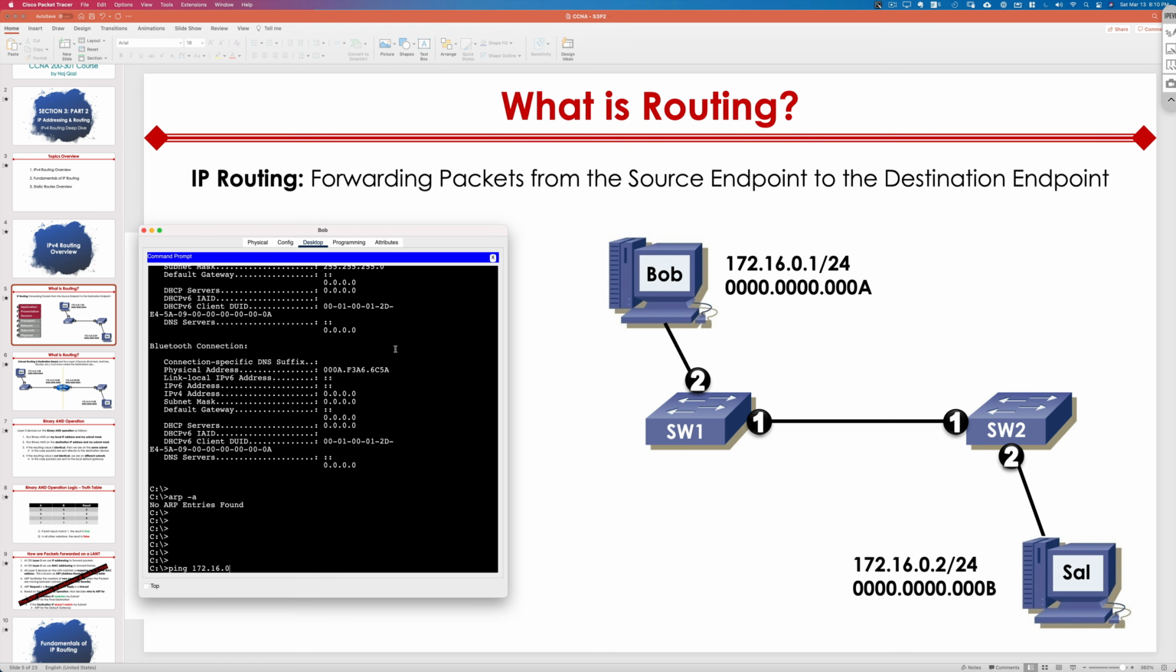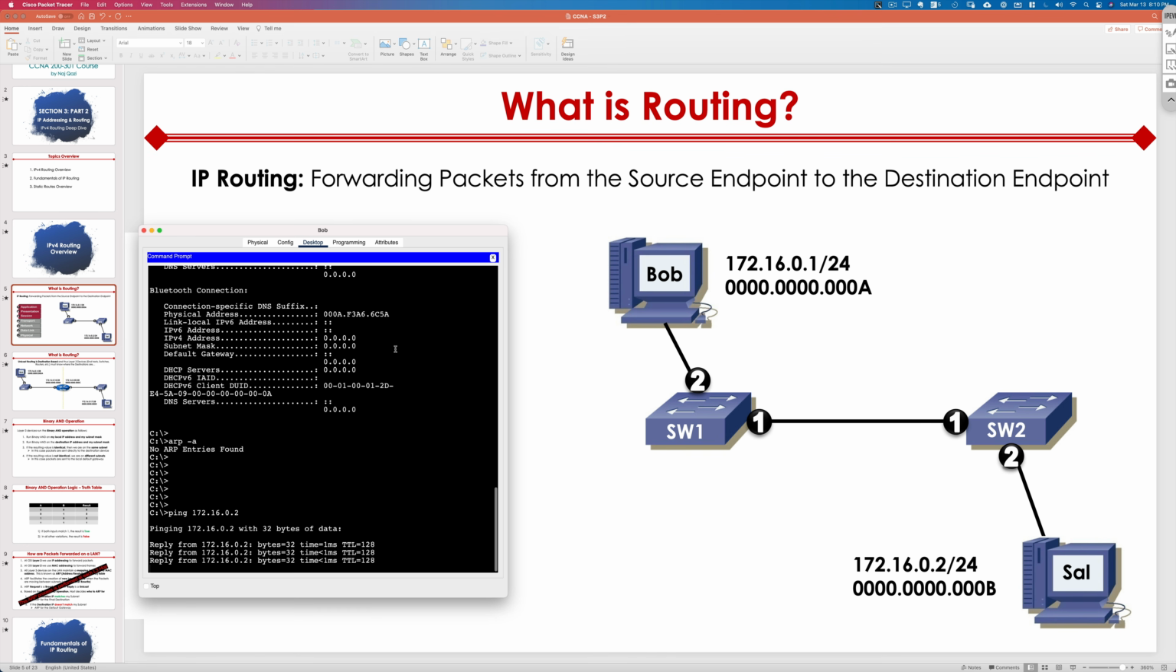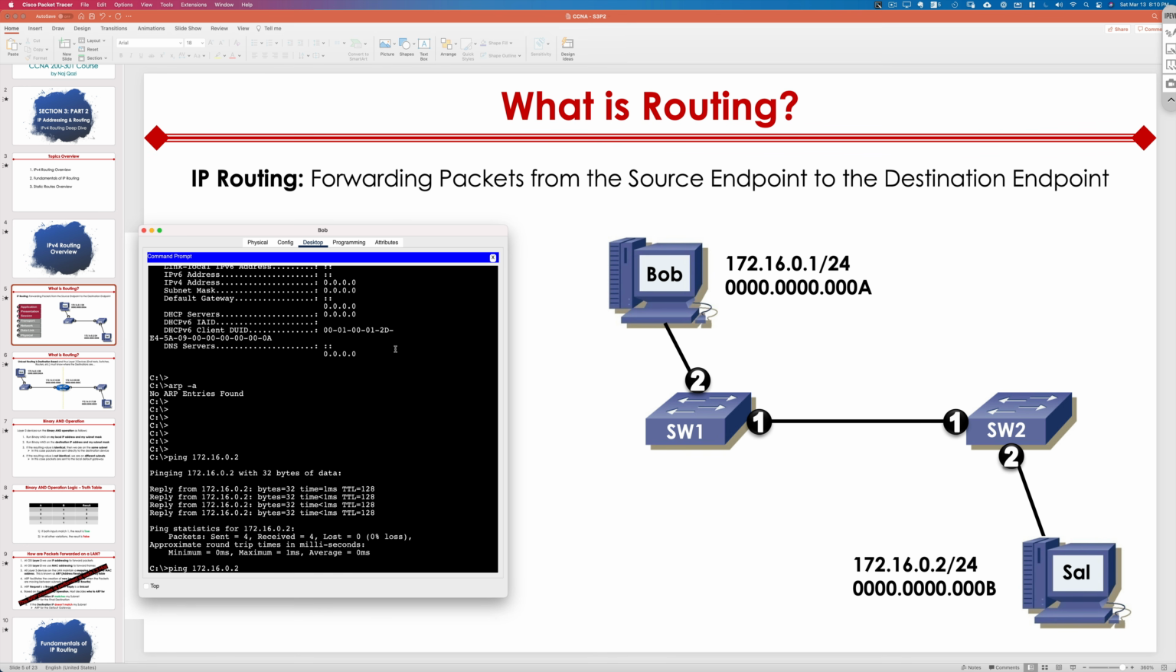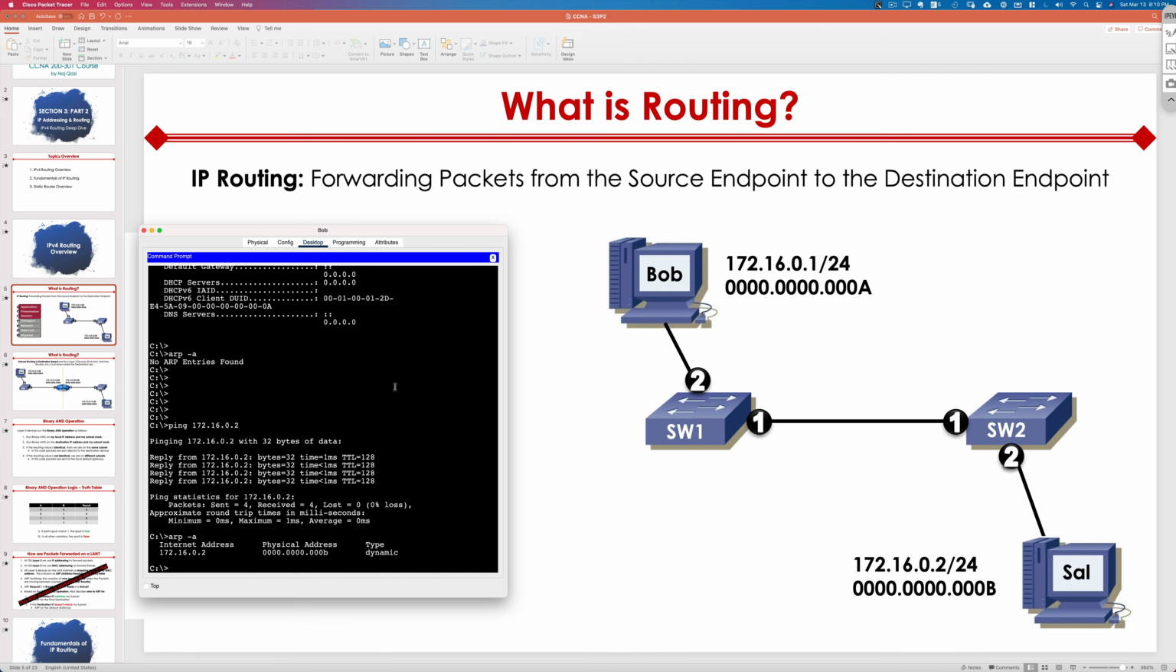172.16.0.2. And it's successful. Beautiful. Let's quickly look at our ARP table again and see this time around our ARP table is populated. As a matter of fact, not only can we see the IP address of Sal, but we see the physical address that ends in B also being populated here. And now that we have the ARP table built, Bob will have the ability to construct a layer 2 frame and start sending information directly without using any other intermediary layer 3 device.